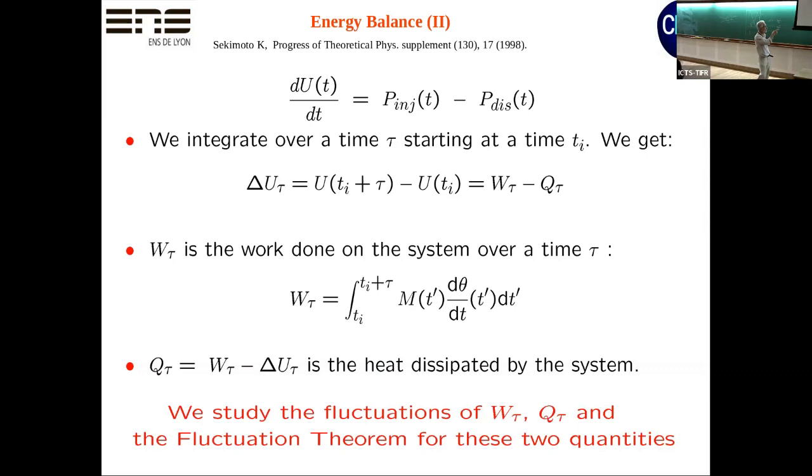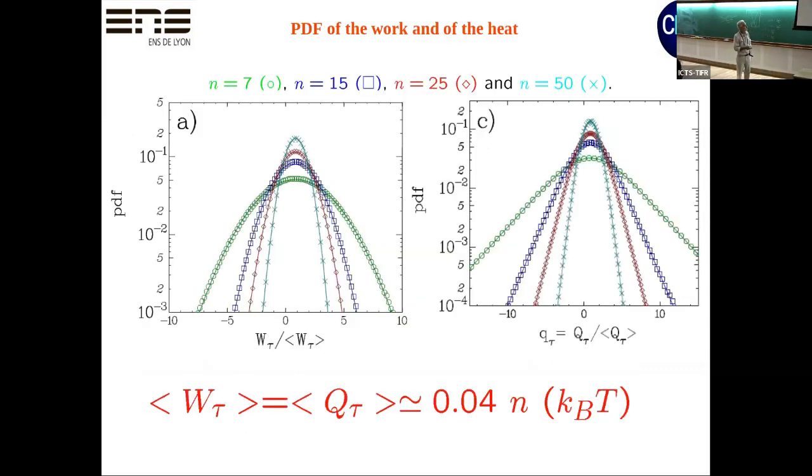Now let me show another effect. We now study the fluctuation of W tau. You have already seen the fluctuation of W tau, and now we want to know the fluctuation of Q tau, of the heat. And now what you see is the following: of course, in average, W tau and Q tau have to have the same values, because otherwise I would have a problem as the internal energy doesn't change. But what is interesting is that the fluctuations have completely different shapes. W is Gaussian and Q has strong exponential tails.